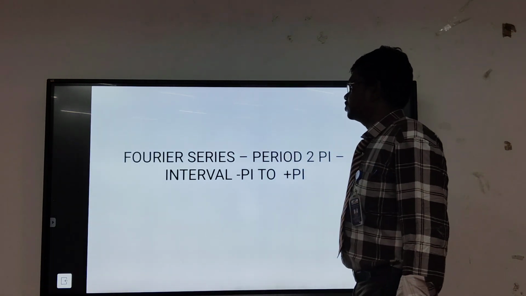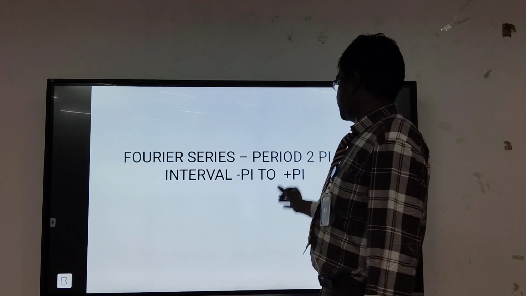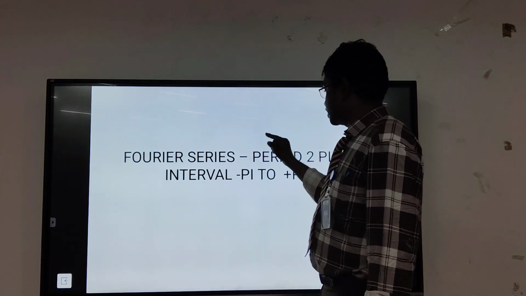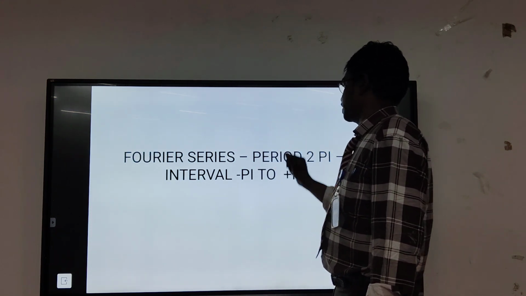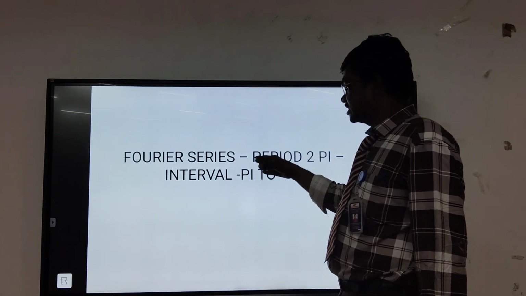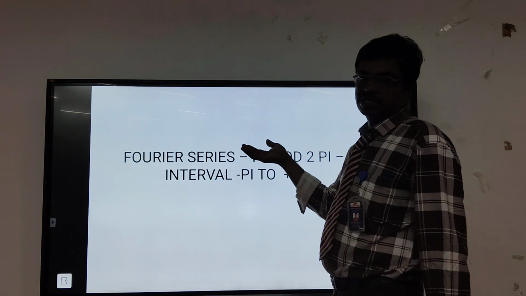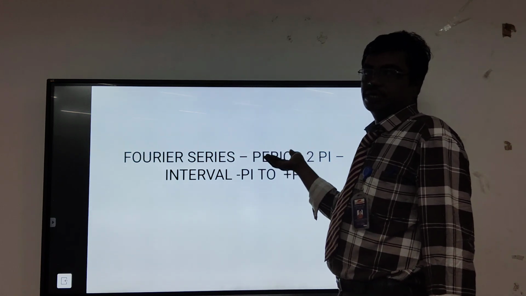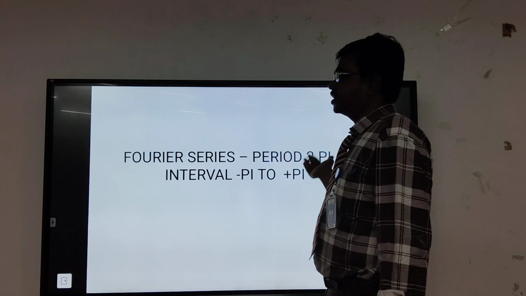We have now discussed Fourier series. The period is 2 pi, but that interval is minus pi to plus pi. Fourier series, period 2 pi, same period, but the interval is, before we saw 0 to 2 pi. Now we will see minus pi to plus pi.